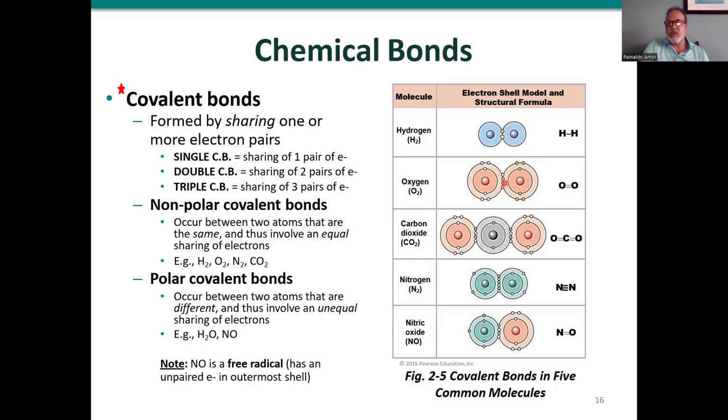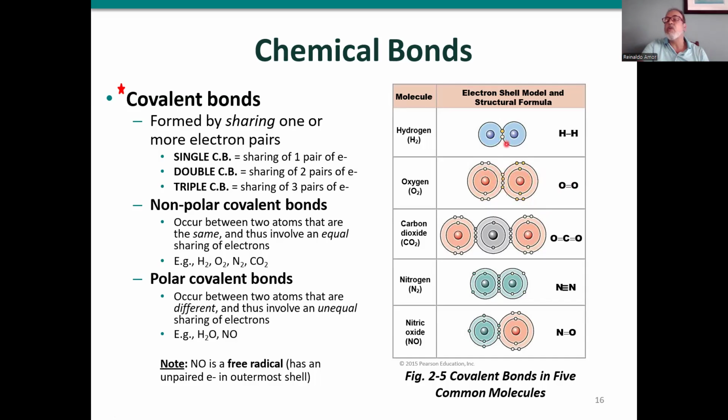So how many pairs of electrons are being shared here? 2 pairs of electrons, and you form a double covalent bond. So here's an oxygen molecule, right? The 2 atoms are the same, but they are unstable, so they need to gain stability, and they do that by sharing electrons.